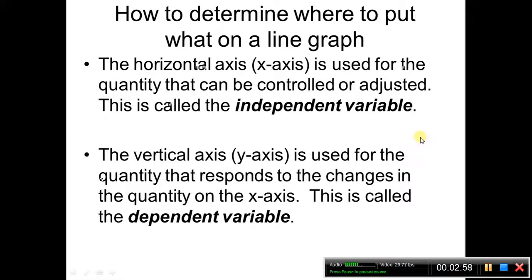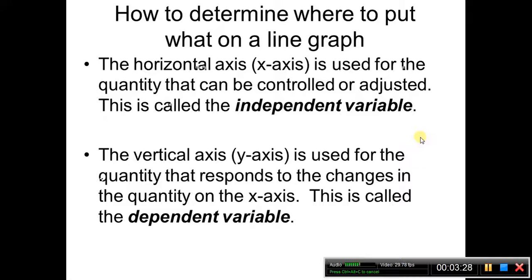Now the last thing before we do our example is the two axes in a graph. We have the x-axis and the y-axis. The horizontal one is called the x-axis, and it's used for the quantity that can be controlled or adjusted. It's your independent variable. So your independent variable always goes on the x-axis, and that's something that the experimenter or you can control. A lot of times, if you have time, time is always going to be the independent variable.